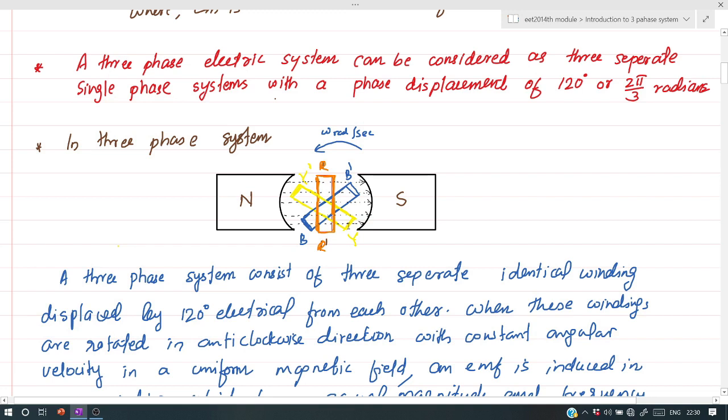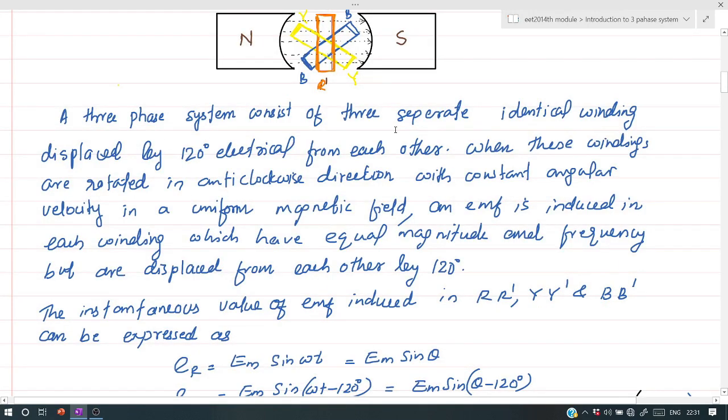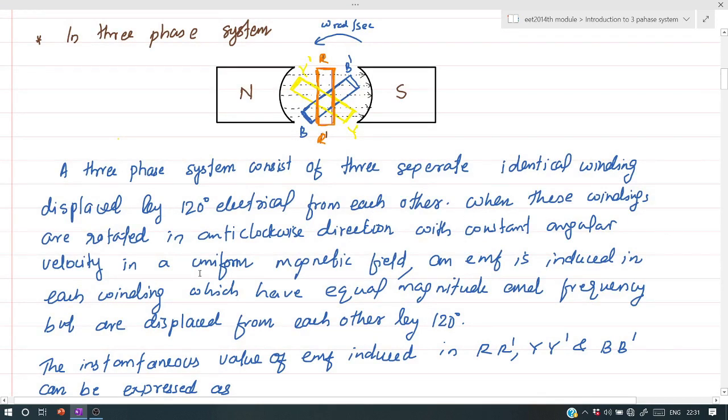Here it can be seen that the Y phase will start 120 degree after the starting of the R phase. Similarly, the B phase will start 120 degree after the starting of the Y phase, or 240 degree after the starting of the R phase. Thus, a three-phase system consists of three separate identical windings displaced by 120 degree electrical from each other. When these windings are rotated in the anti-clockwise direction with constant angular velocity in a uniform magnetic field, an EMF is induced in each winding which has equal magnitude and frequency but is displaced from each other by 120 degree electrical.